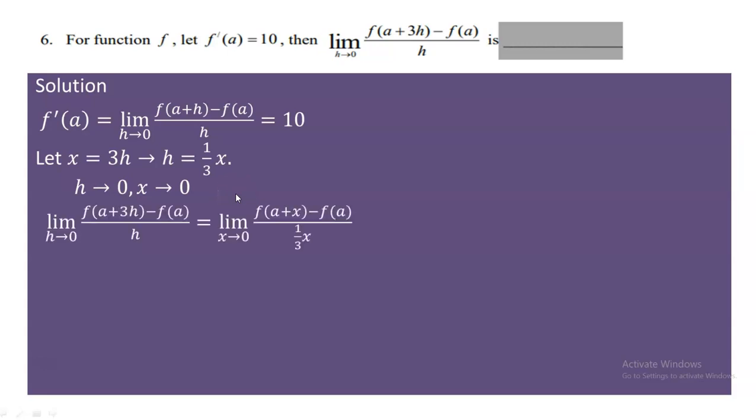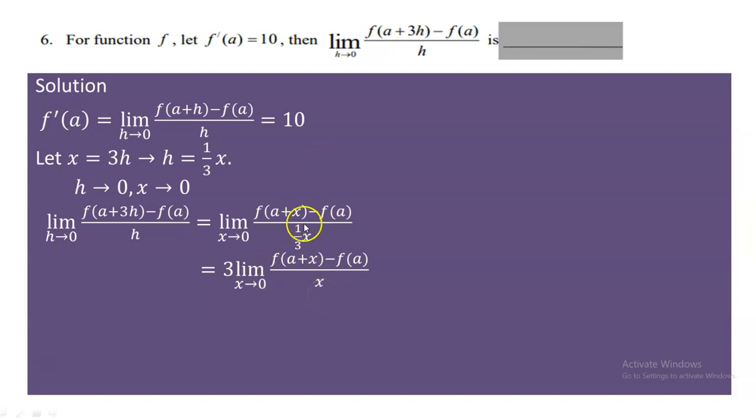So the question we are having here, the limit of f of a plus 3h minus f of a over h as h approaches 0, is going to be like this. The limit of f of a plus, look, in place of 3h we are having x, minus f of a, again in place of h we are having 1/3 x. So students, from this you can move these 3 up and make 3 times the limit of f of a plus x minus f of a over x as x approaches 0. Dear students, this is nothing but the derivative of f at a.